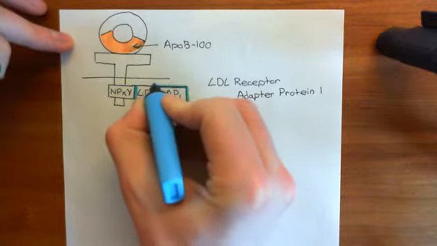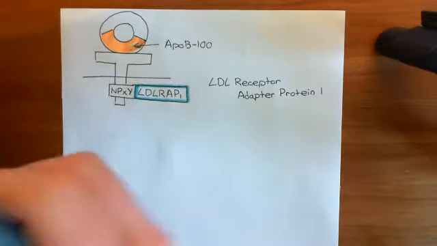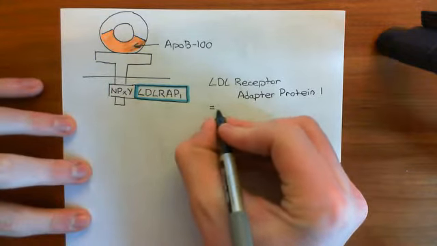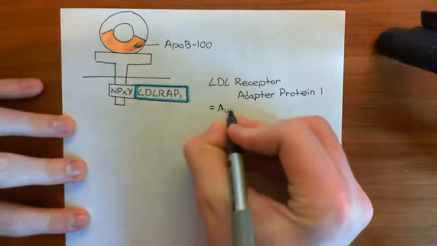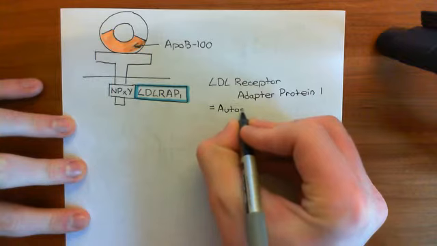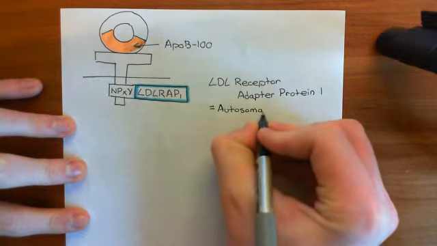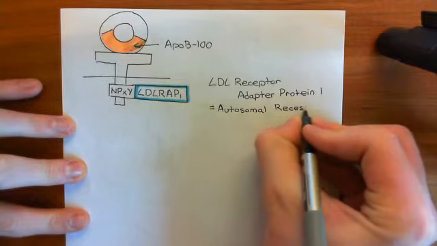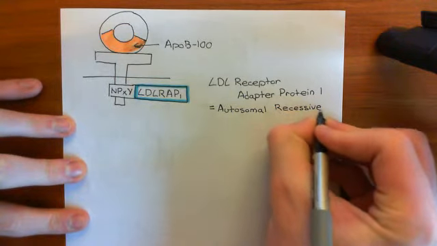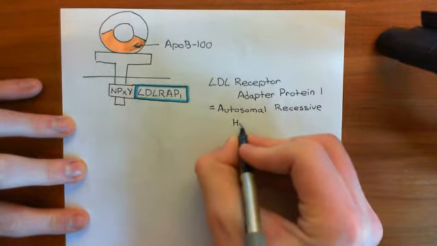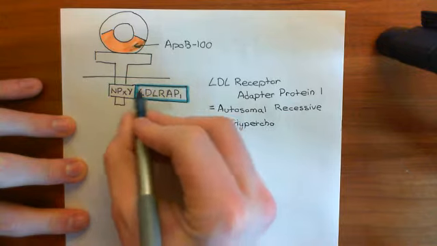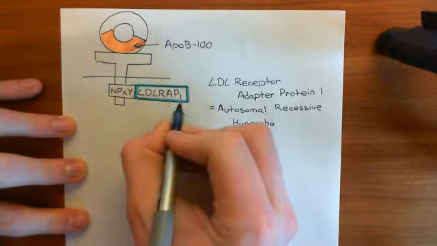Now, I should also mention that the LDL receptor adapter protein 1 has another name. It's also called the autosomal recessive hypercholesterolemia protein. And this is because of its involvement within autosomal recessive hypercholesterolemia. In autosomal recessive hypercholesterolemia, basically you have no functional LDL receptor adapter protein 1.